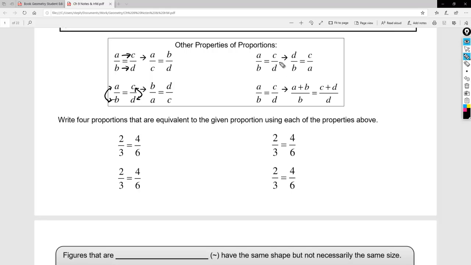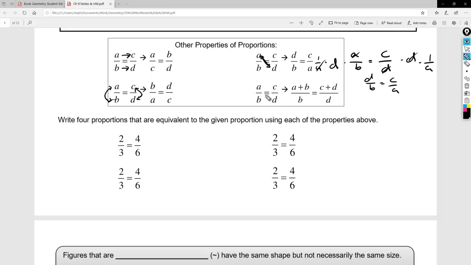So the way that we could think about this is, in actuality what we did is we switched our extremes. But you could also think about this as, if I have a over b is equal to c over d, what if I multiplied both sides by d? And then I also multiply both sides by 1 over a. Then I would end up with d over b is equal to c over a. So it's just another way of writing this. We manipulated it a little bit mathematically.